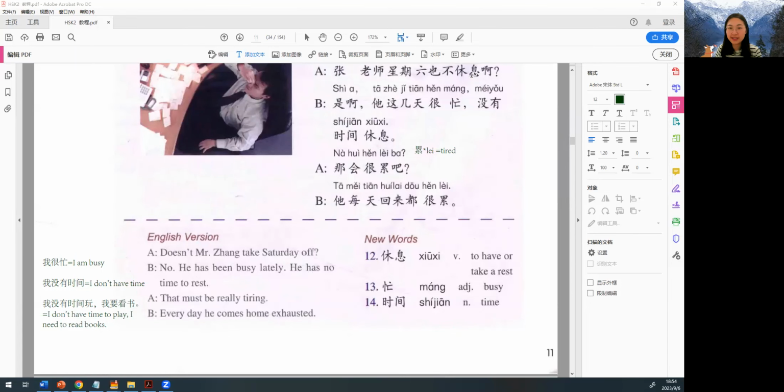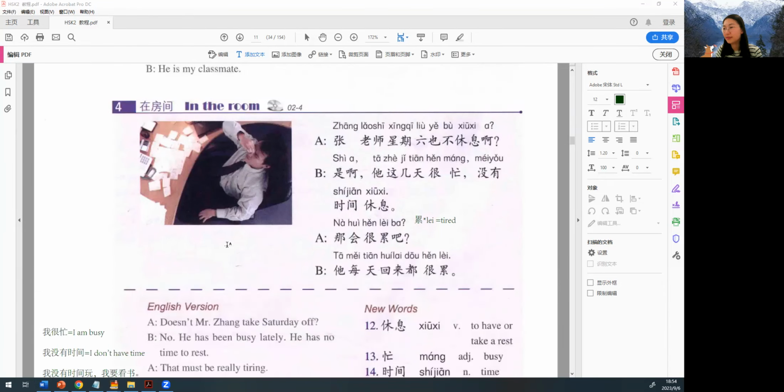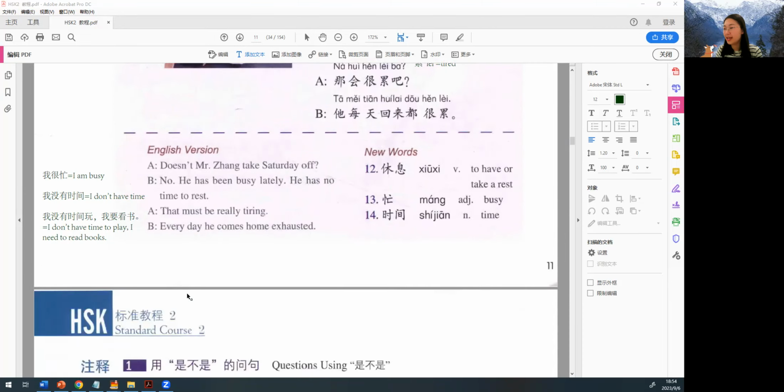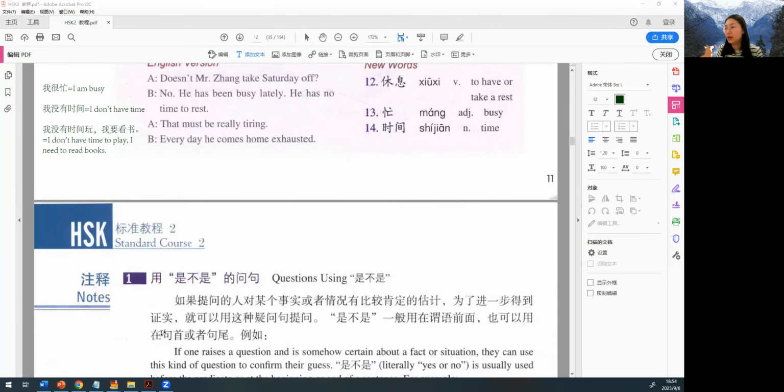Hello everyone, today we will continue lesson 2. We have gone through the new text, these 4 texts we have learned about this. Today we are going to take a look at those notes over here.